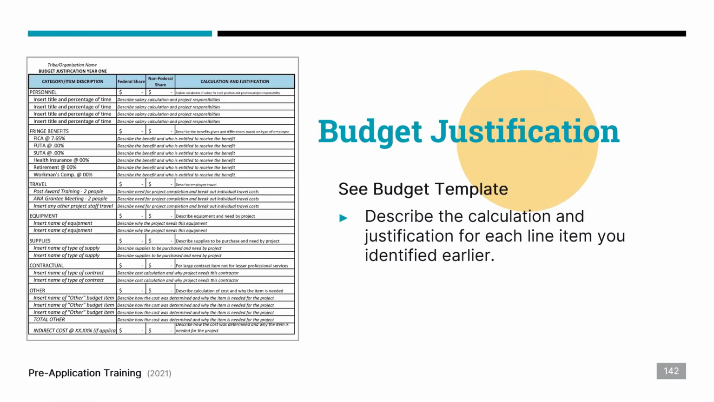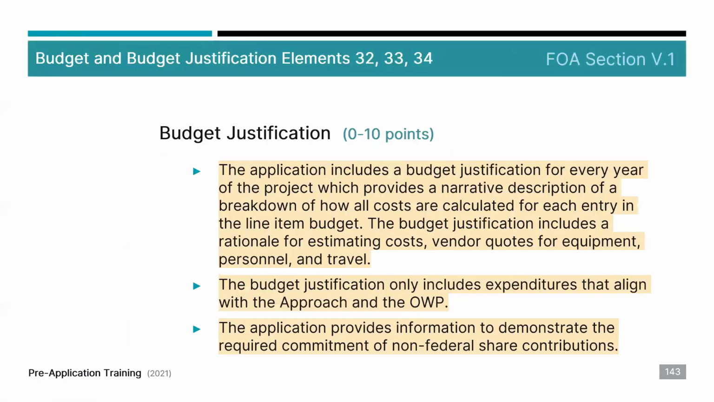Okay, so now we're going to go into budget justification. For the budget justification, they want you to describe the calculation and justification for each line item you identified earlier. So here are the elements for the budget justification. The application includes a budget justification for every year of the project, which provides a narrative description and breakdown of how costs are calculated for each entry in the line item budget. The budget justification includes rationale for estimating costs, vendor quotes for equipment, personnel, and travel. So this is a very important point I don't think I brought up earlier, but you do need to provide the line item budget and the budget justification for every year of your project.